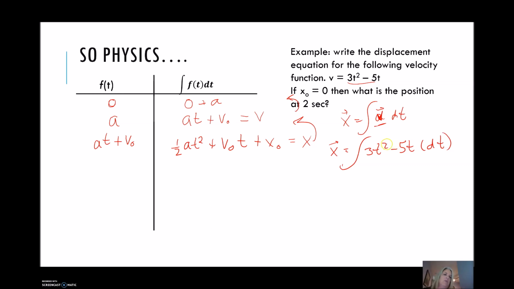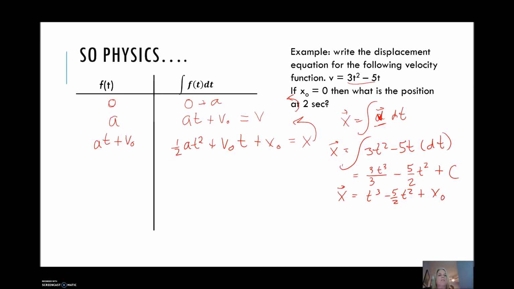So our integral is 3t squared minus 5t dt. And now we're going to do our integral. We add 1 to the exponent, that's 3, so the 3 goes on the bottom, and this becomes t cubed over 3. Here we add 1, so that would be 2. We put the 2 on the bottom, and that becomes t squared. Plus we got to add our constant c, which is our initial condition. In this case, that's going to be x naught. And so our position is t cubed minus 5/2 t squared plus our initial condition, x naught.